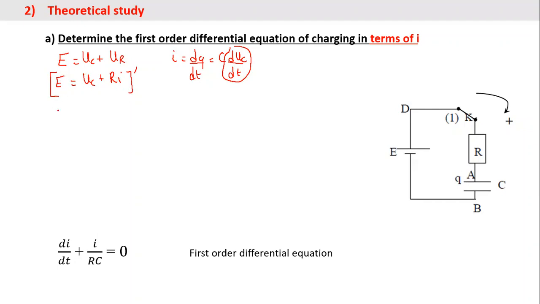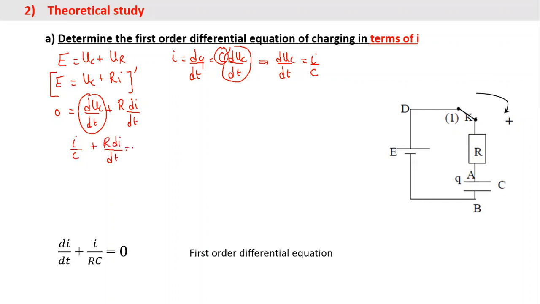The derivative of E, which is constant, is 0. So it equals duC by dt plus the derivative of R times I, so it will be R di by dt. Now this one, we can do a substitution: duC by dt equals I over C. So it will become I over C plus R di by dt equals 0. By dividing by R, we'll get di by dt plus I over RC equals 0. And this is the first order differential equation.